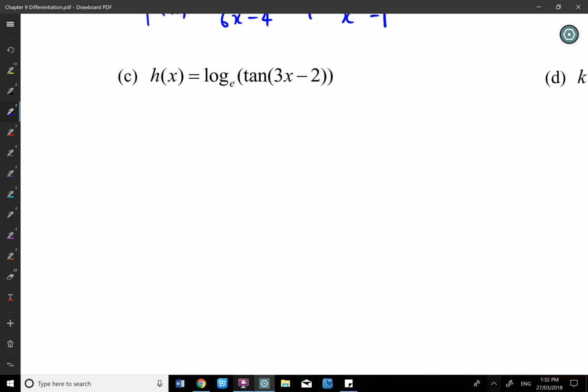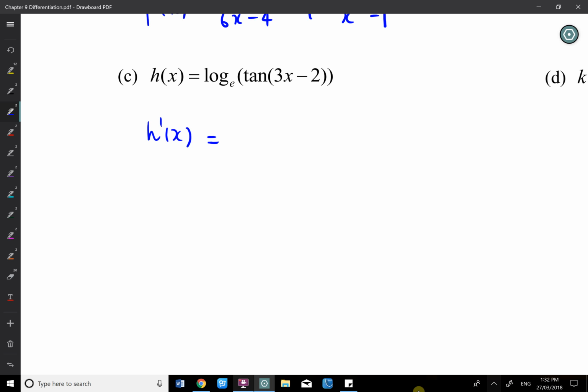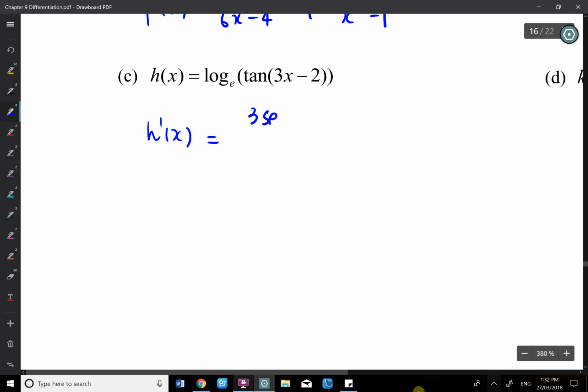Look at C. What's the derivative for tangent? Sec squared. So h dash x. I can derive the inside really easily, so I will directly derive it. That becomes 3 sec squared 3x minus 2. Derive the inside and put it over this.